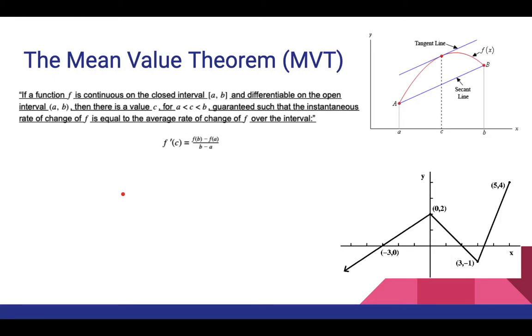If we extend this more generally to a function, this gives us a result known as the mean value theorem, or MVT for short. It states that if a function f is continuous on a closed interval a to b and differentiable in the open interval a to b, then there is a value c between a and b guaranteed such that the instantaneous rate of change of f is equal to the average rate of change of f over said interval.